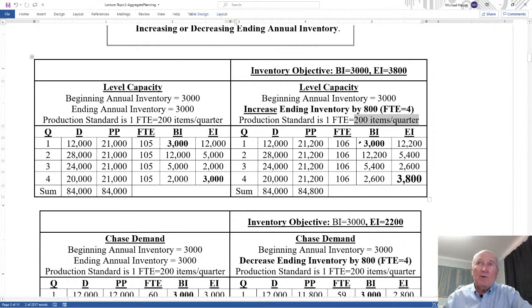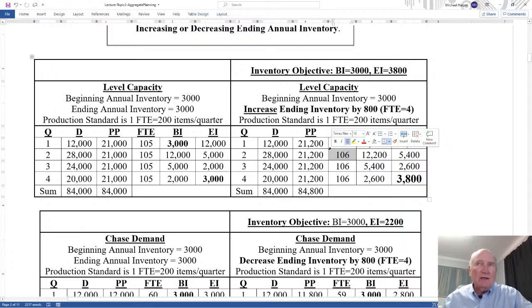So I can take those 4 and spread them evenly throughout the year. Well, it was 105. Spreading 4 evenly is just adding 1 to each one, so the 105 becomes 106. And then the 106 times 200 gives my production. You add all four to get the annual production, and then you have your inventory.